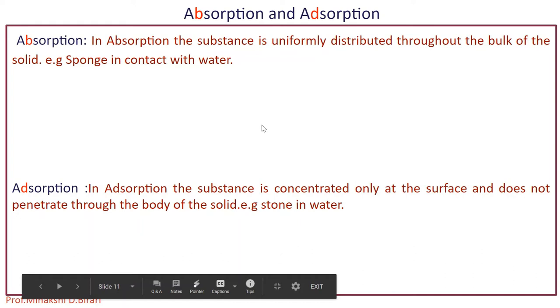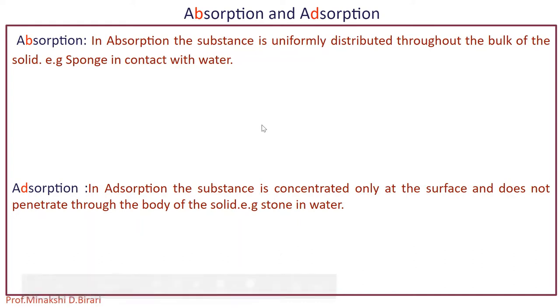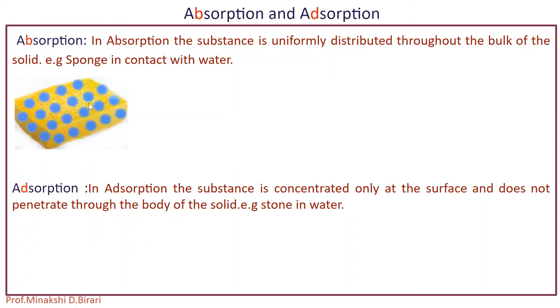So we can consider a few examples. By using them, we can distinguish these two terms, absorption and adsorption. First example: when a sponge is left in contact with water, all the water molecules are uniformly distributed throughout the bulk of the solid. That is, throughout the bulk of the sponge, all the water molecules are uniformly distributed.